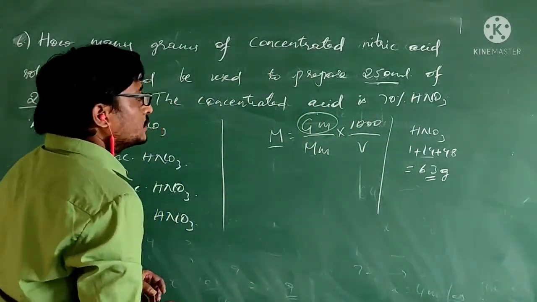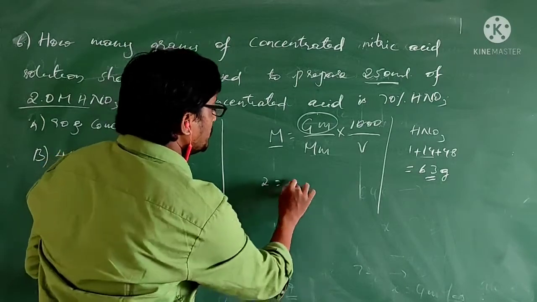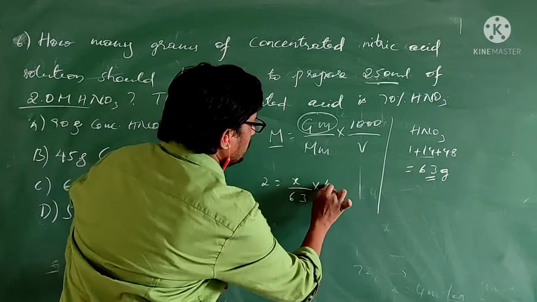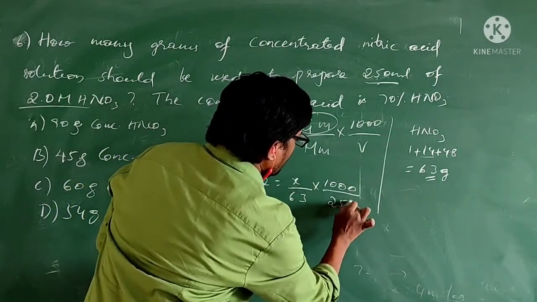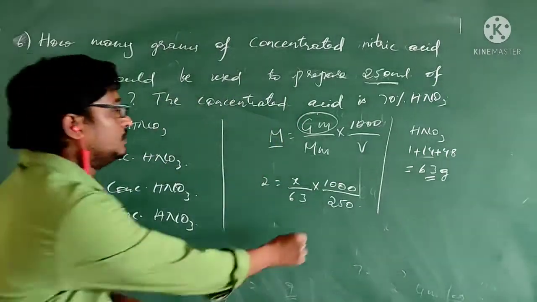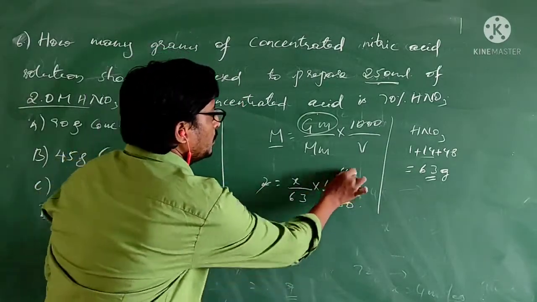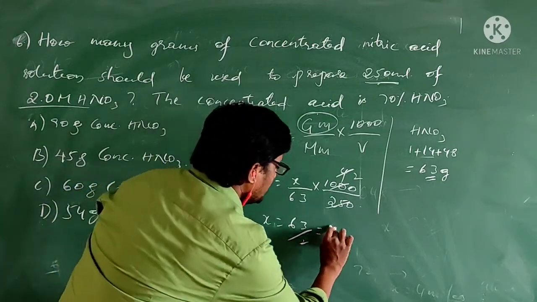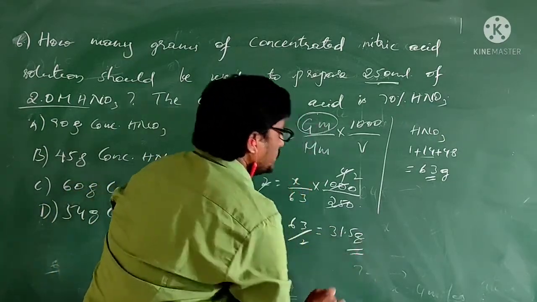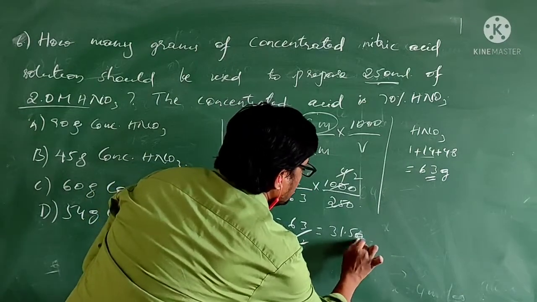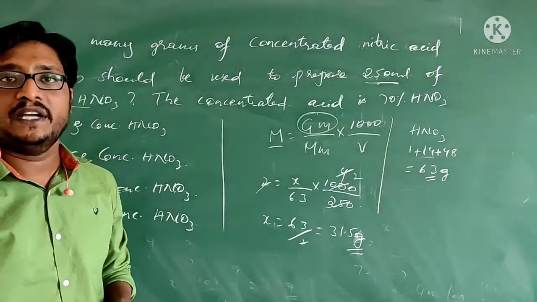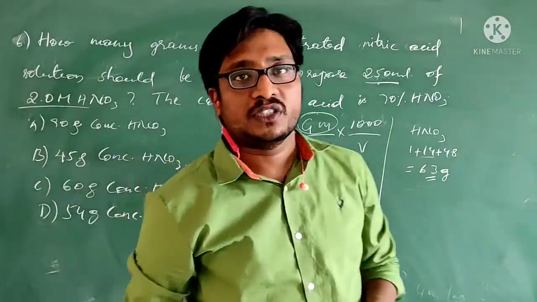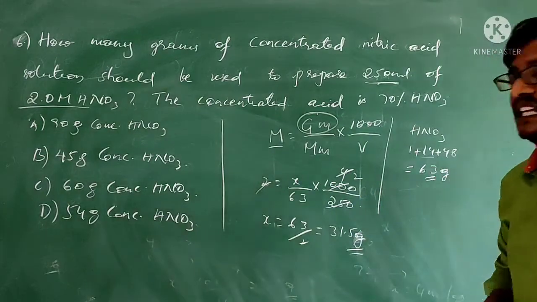Substitute. So 2 is equal to, we don't have a given mass, x we need to calculate, over molar mass 63, into 1000 by volume, which is 250. So x is equal to 63 by 2, which is nothing but 31.5 grams. So this is the mass of HNO3 required, if HNO3 is 100% concentrated, the mass required is 31.5.